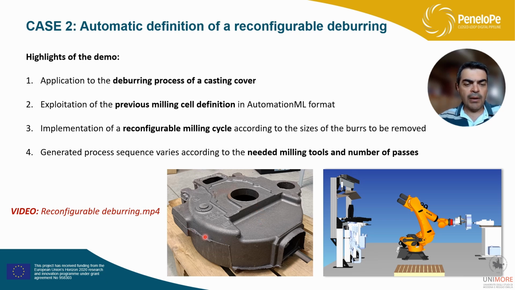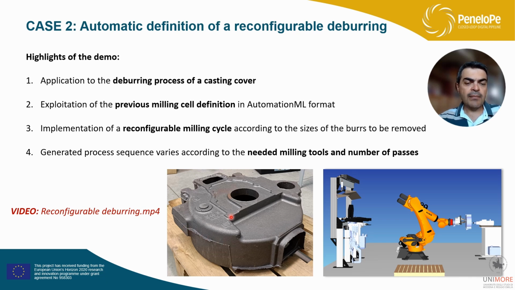Flexible because burrs may appear in certain locations or not, or they may appear in different sites. That means that I could need to process a certain edge or not. I could need to process a certain burr with different tools according to the size of the burr. And also the extension of the burrs may require one or more passes. So what we want to do is to recover the cell definition from the previous example. And then we have defined a reconfigurable milling cycle in which the user just defines the burrs he wants to process and the sizes of the burrs.